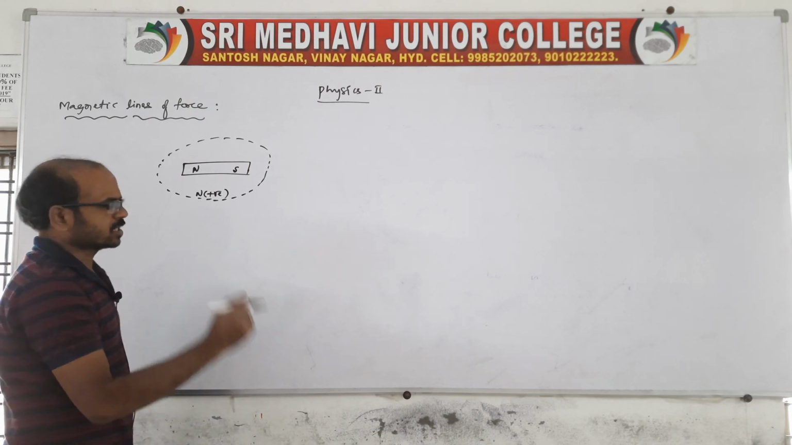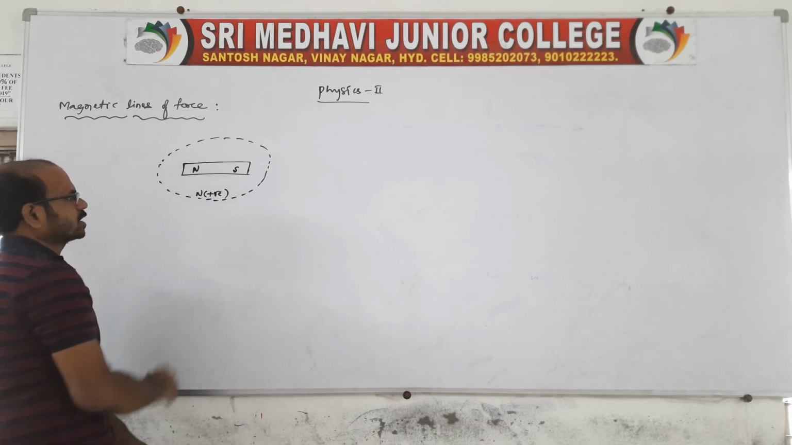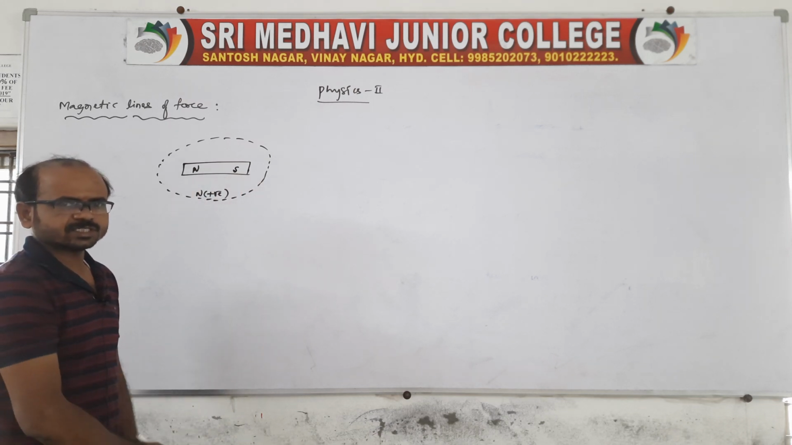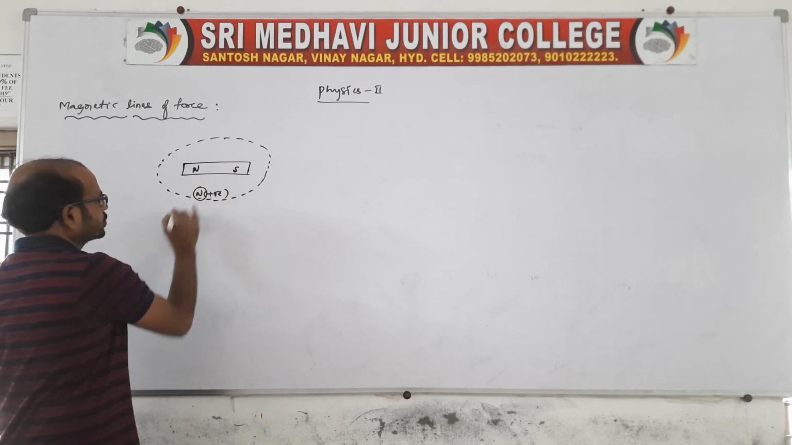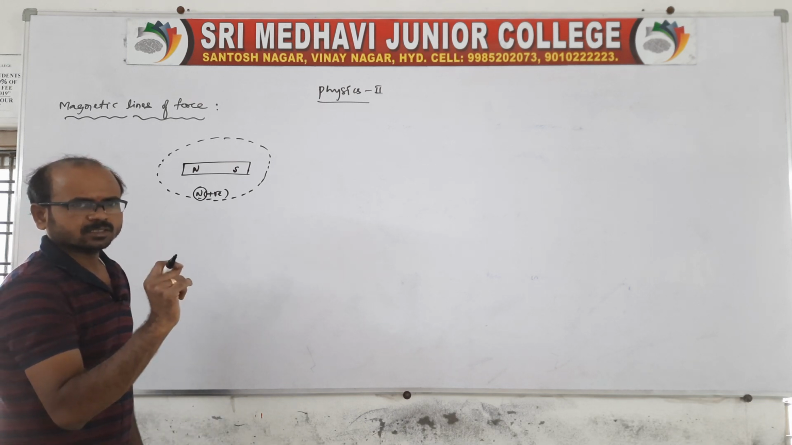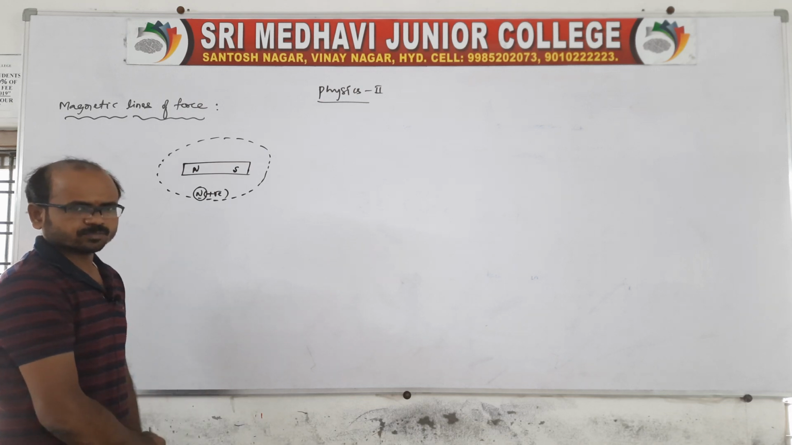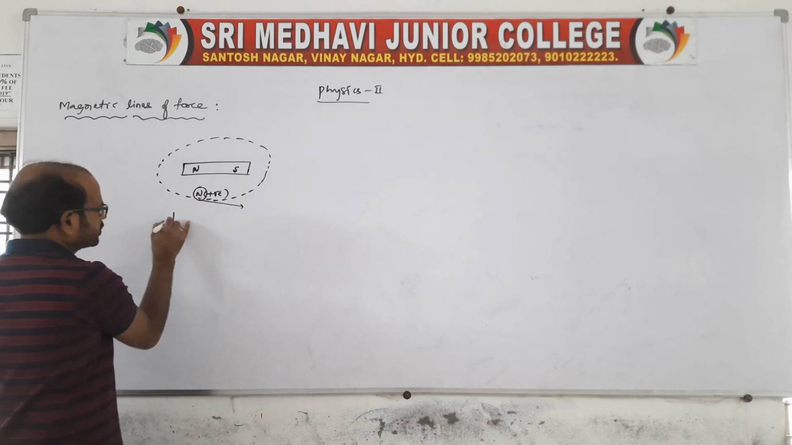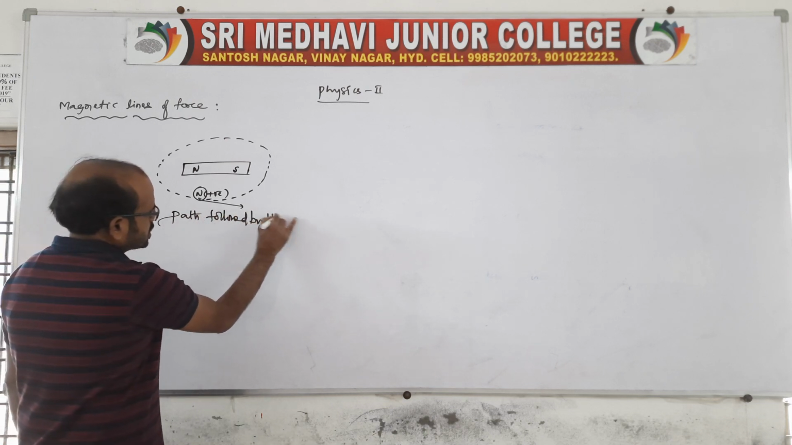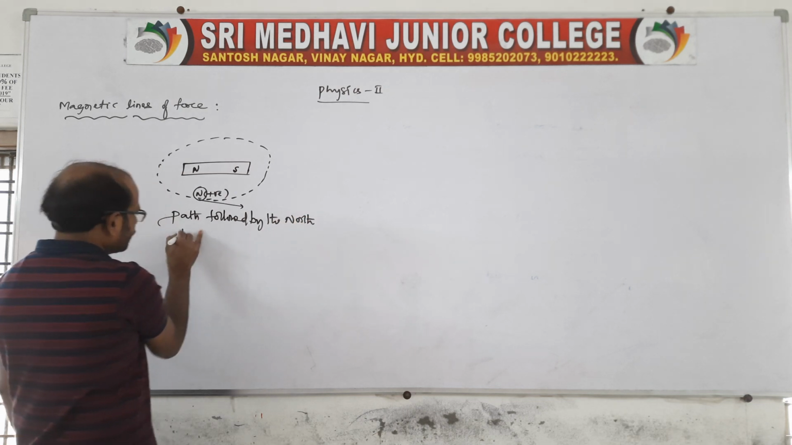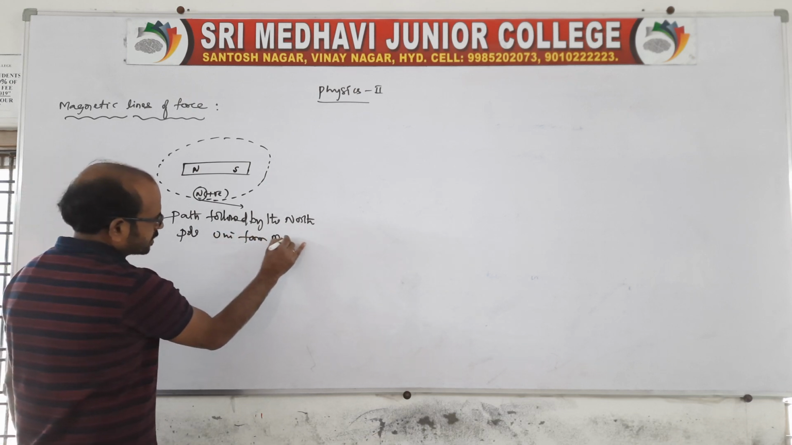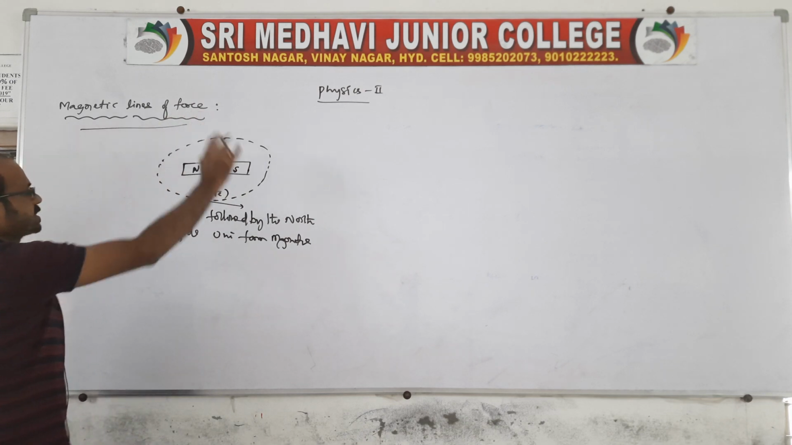this unit north pole may be repelled by the north pole or attracted by the south pole, however it is. In both situations, the unit north pole follows a path. The path followed by the north pole, which is placed in the uniform magnetic field, clear? is nothing but a magnetic line of force.